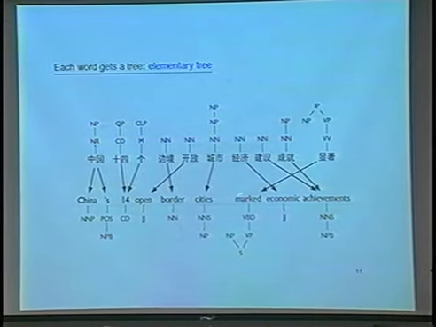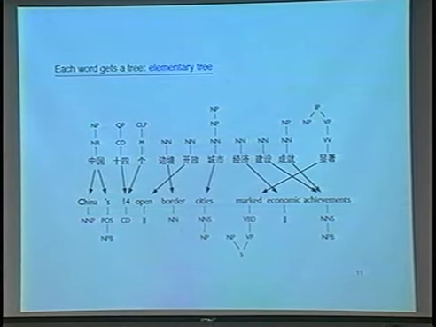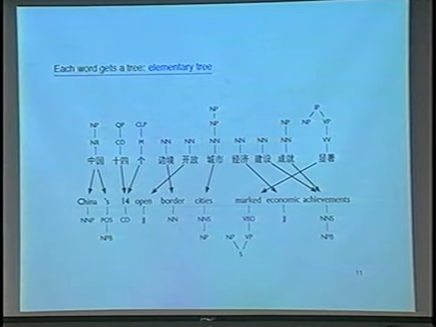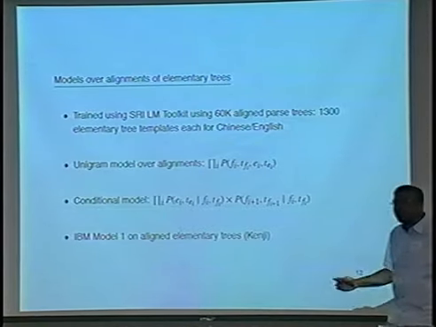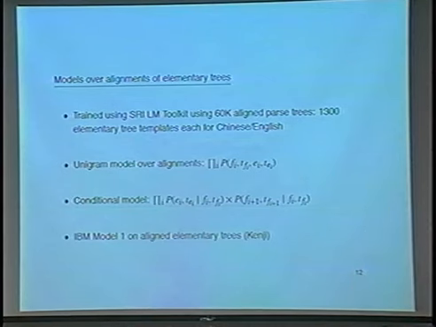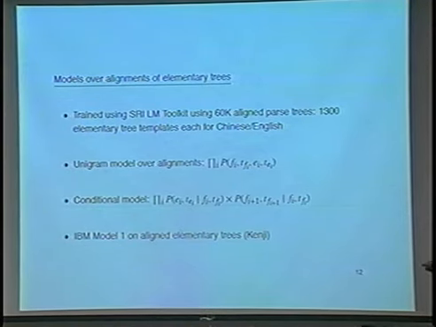So now what we have is actually word-aligned lexicalized trees. By lexicalized, I mean there is a word at the boundary. So now we can compute models based on these kinds of word-aligned tree fragments. And in fact, we tried several models. All of them were trained using the SRI language modeling toolkit using 60,000 aligned parse trees. We started with 100,000, of which 40% did not get a parse in Chinese. So we were limited to this.